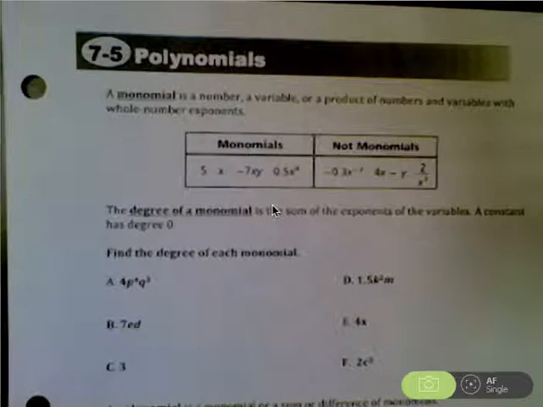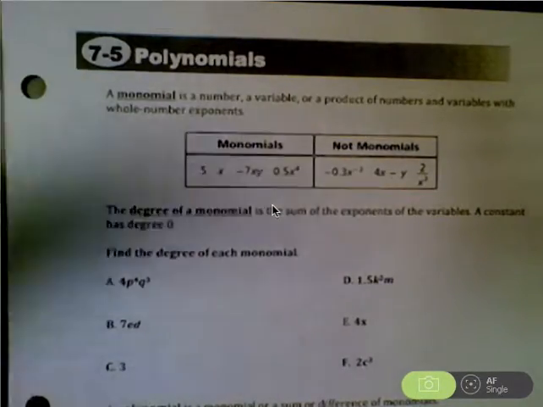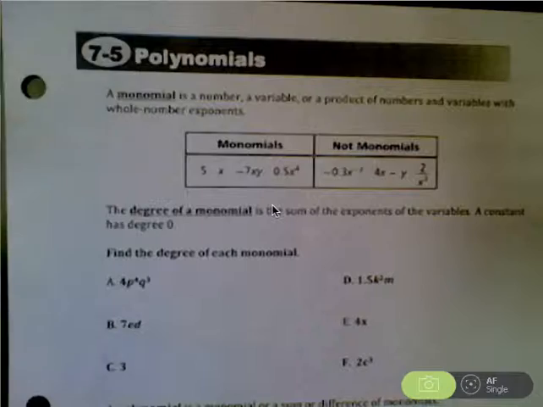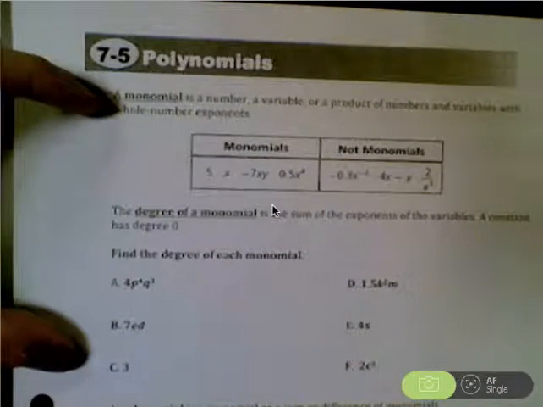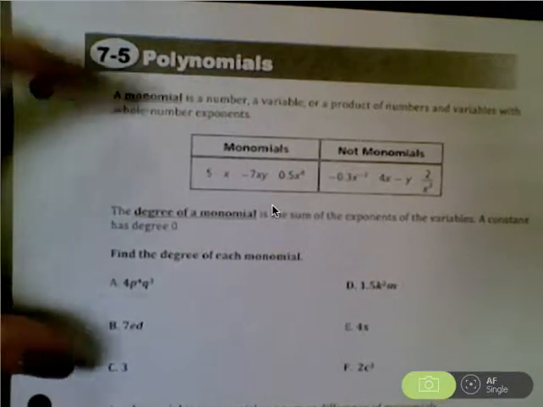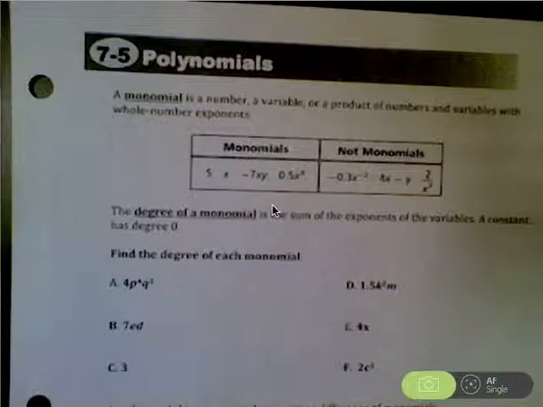Thank you. So this section is kind of an introduction to polynomials. There's a lot of vocabulary. So a lot of this section is just getting familiar with the new vocabulary words that you will see. The first vocabulary word is monomial. A monomial is a number, a variable, or a product of numbers or variables with whole number exponents.